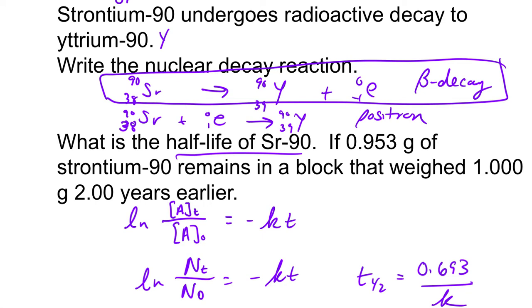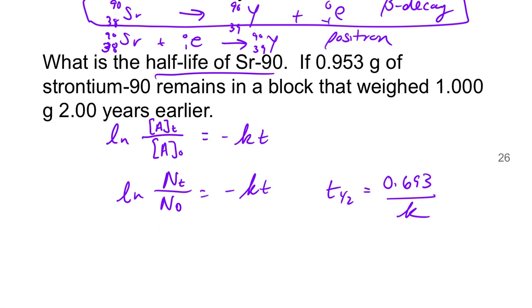Let's calculate the half-life of strontium-90, knowing that we have 0.953 grams of strontium that remains in a block that initially weighed 1 gram 2 years earlier. The question is written in a very backwards way, but basically we have a 1 gram block, 2 years happened, and now the block weighs 0.953 grams. What is the half-life?